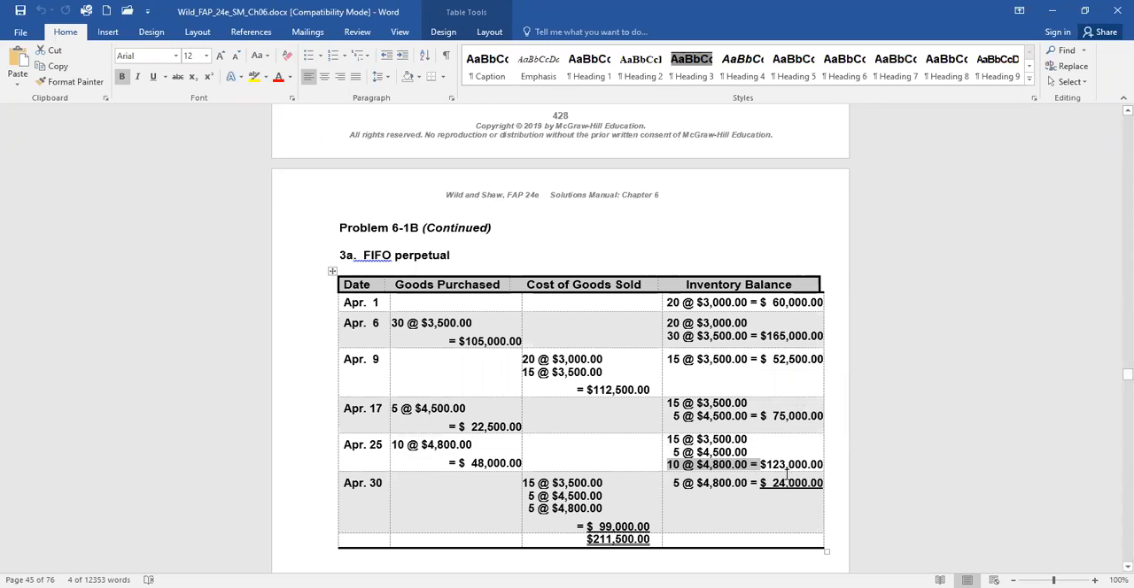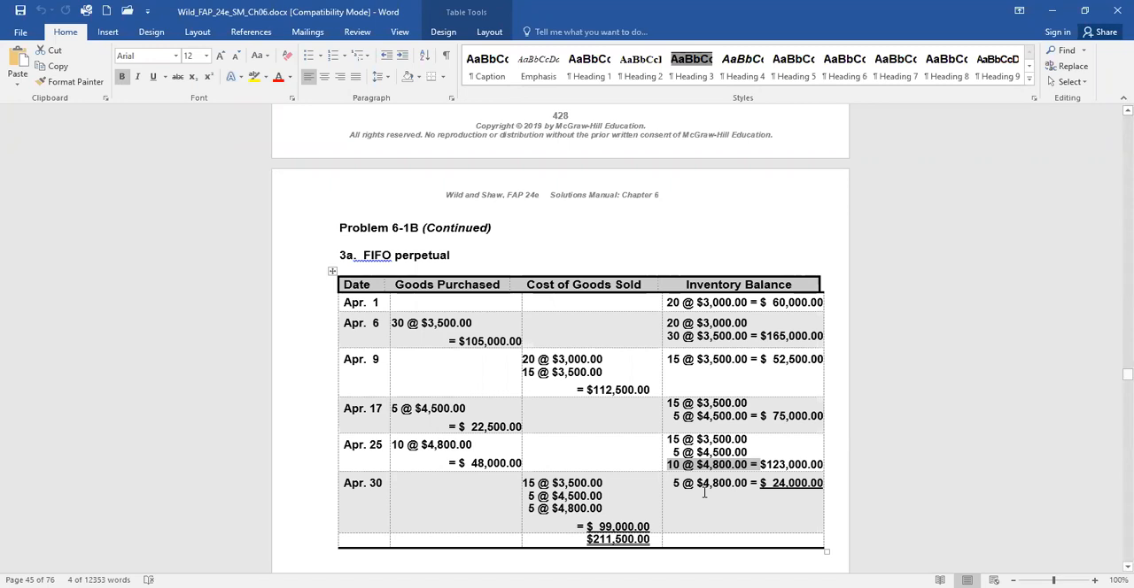On April 30th, they sell 25 coffee cups. Now they charge their customer $14,000 for a total revenue of $350,000. So debit cash, credit sales revenue, $350,000. How much should we debit cost of goods sold and credit inventory on the day of this sale?